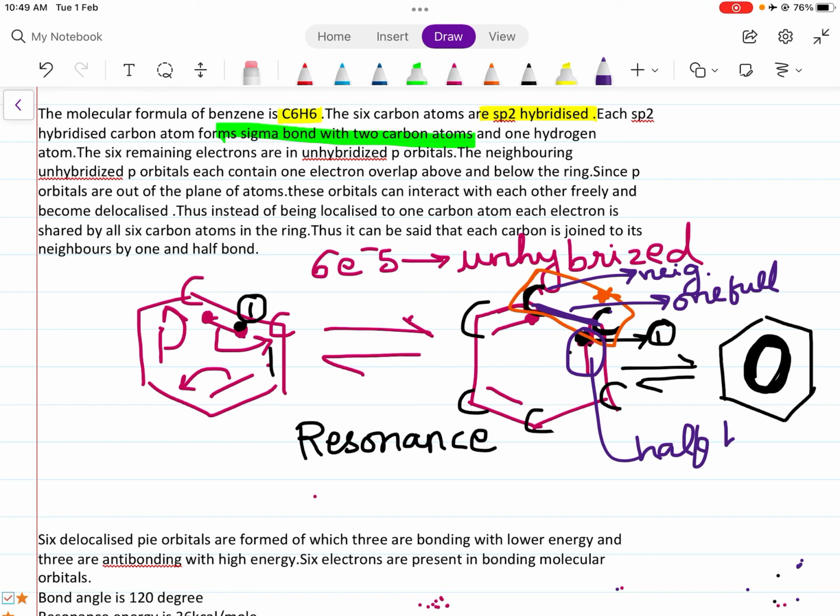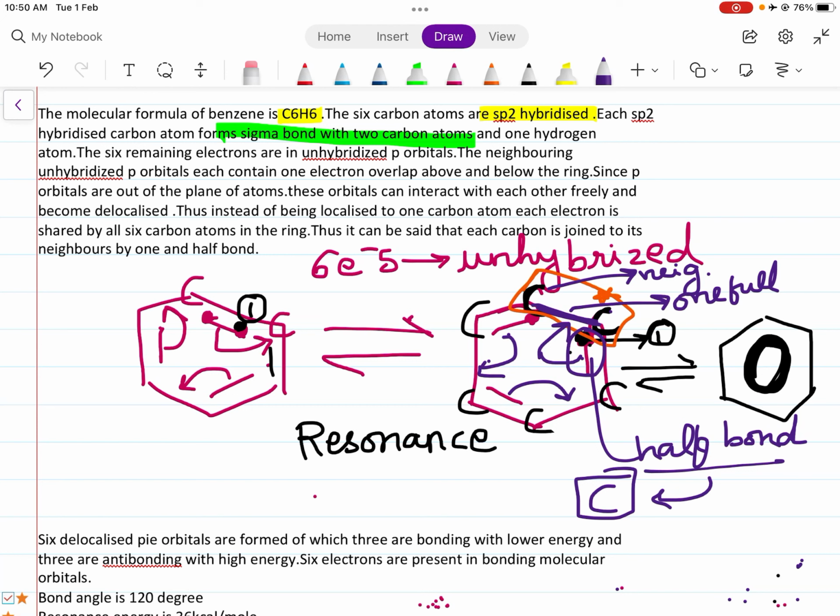Why is this considered as the half bond? Because this half bond is going to go to that carbon atom also in due course of time because of resonance. This will shift. This will shift over here. This will also shift over here. Then this will also shift over here.